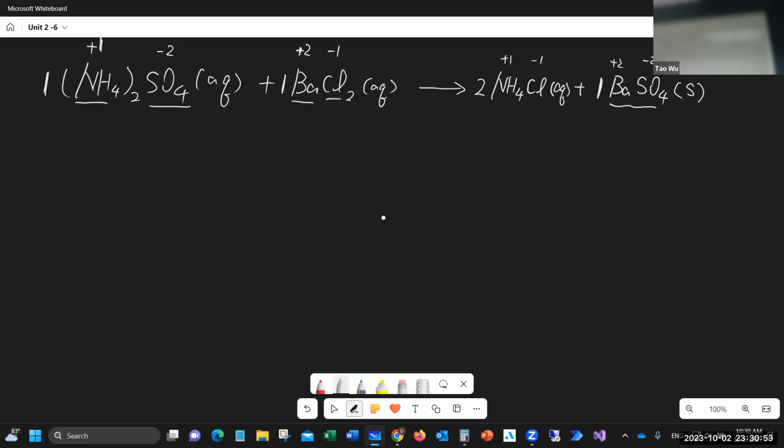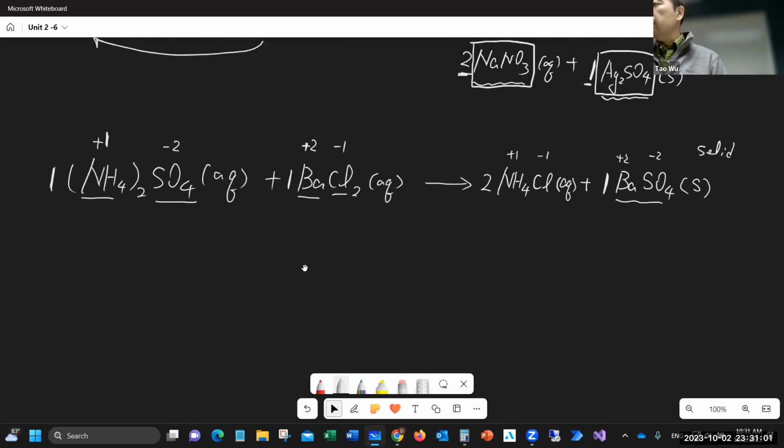On the right side of the equation, does it matter which one you put first? Doesn't matter. It really doesn't matter. This is just to tell you what the products are. It doesn't matter whether you put barium sulfate or ammonium chloride first.